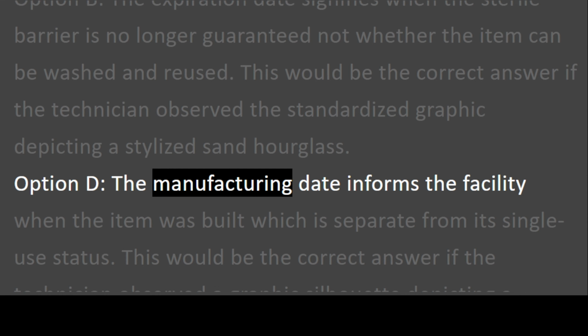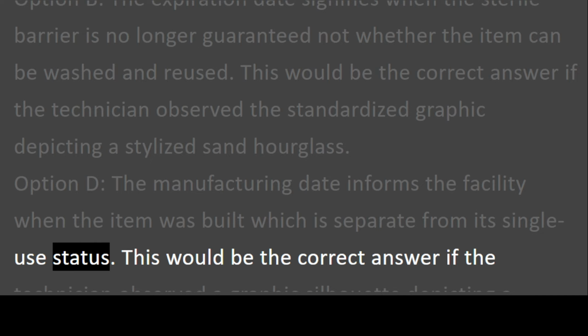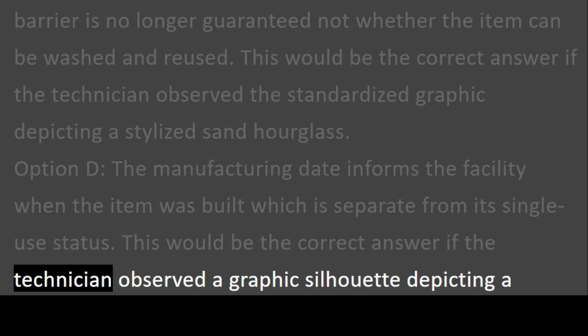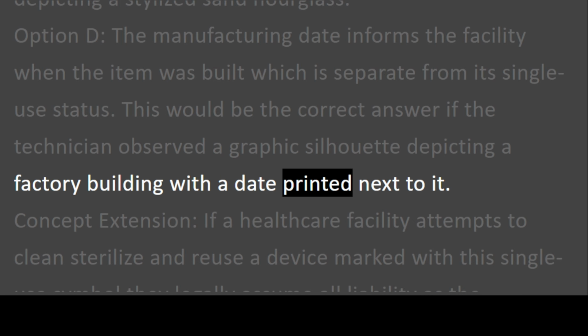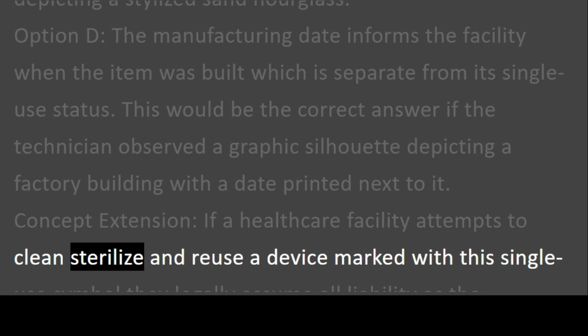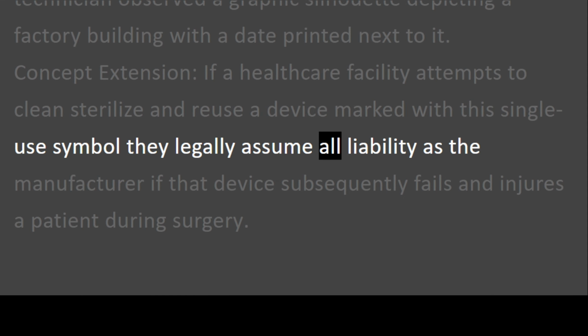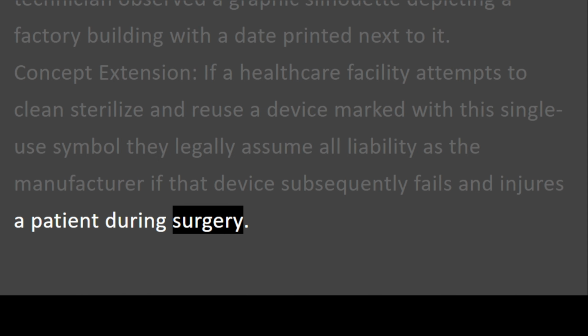Option D. The manufacturing date informs the facility when the item was built, which is separate from its single-use status. This would be the correct answer if the technician observed a graphic silhouette depicting a factory building with a date printed next to it. Concept extension. If a healthcare facility attempts to clean, sterilize, and reuse a device marked with this single-use symbol, they legally assume all liability as the manufacturer if that device subsequently fails and injures a patient during surgery.